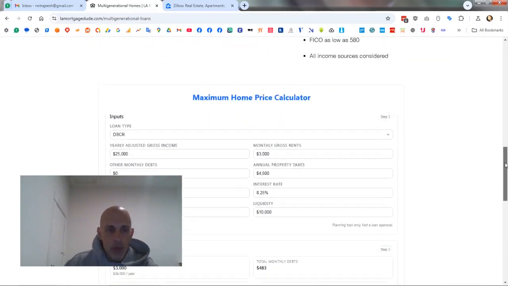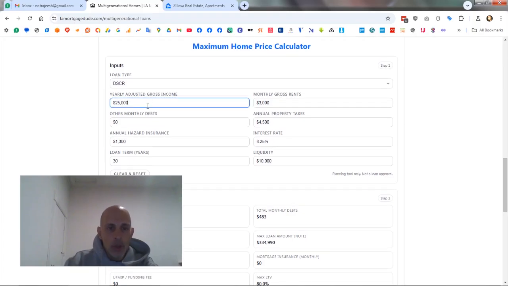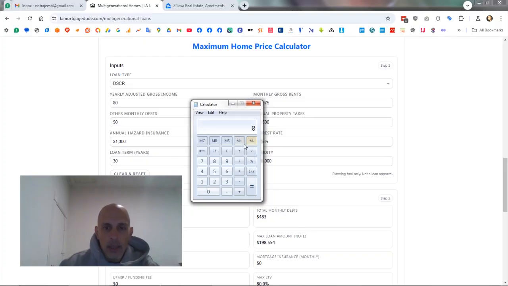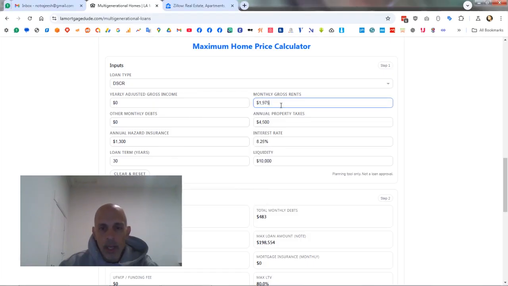The other things we want to look at here are what your adjusted gross income is. On a DSCR loan, you could actually have 0 adjusted gross income as long as the rents cover the bill. So let's say in Los Angeles, you're looking at a place where average rents are $1,975 per unit, and you're looking at 4 units. So that's roughly $8,000 a month minus $100, so $7,900. 1,975 times 4, $7,900.